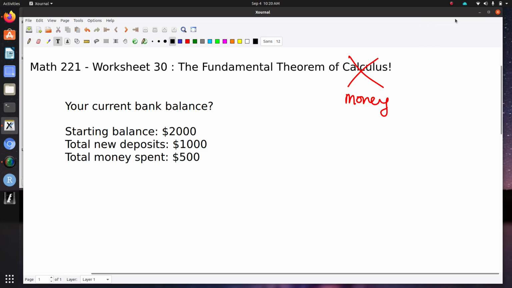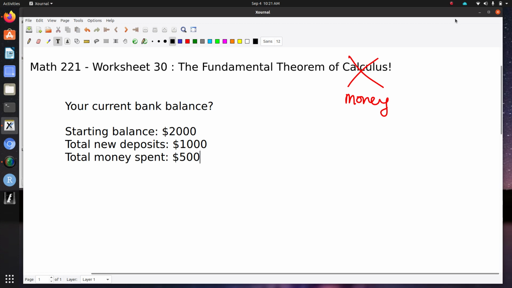Okay, so when I first went to college, I think my parents made sure I had a certain amount in my bank account. I don't remember what the amount was, but let's say they just gave me $2,000. And then over the course of a couple months, maybe my mom said, okay, I think you need more money. So she deposited some more. Or maybe I earned some money. I worked a little bit on campus. So altogether, maybe I got $1,000 worth of new deposits, but I had to spend some money.